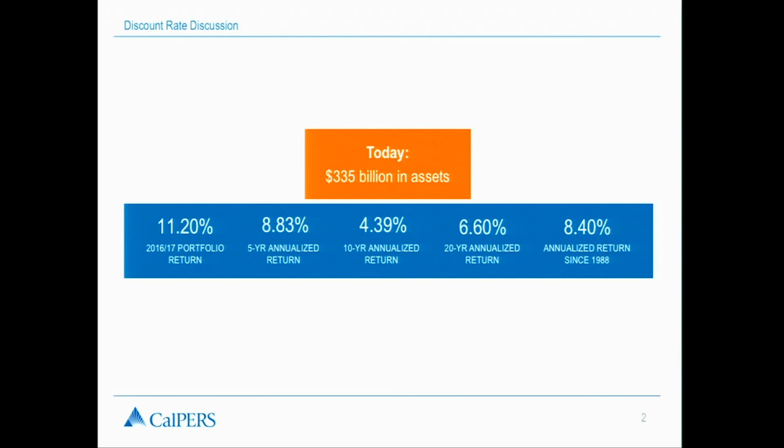I'm going to talk about what the discount rate is in terms of how CalPERS interprets it and how we apply it in our line of work. To start off, a quick little summary. We have approximately $335 billion in assets today. Our return, 11.2 last year, and the last 5-year return, 8.8, and you can see we have the 10, 20, and 30-year returns. And you can see that CalPERS has returned well over 8% for the last 30 years.